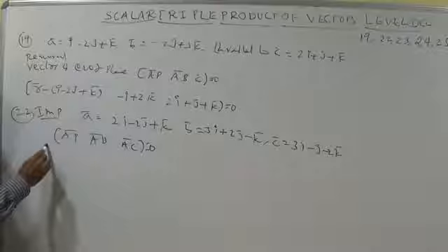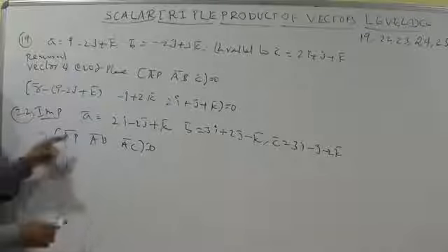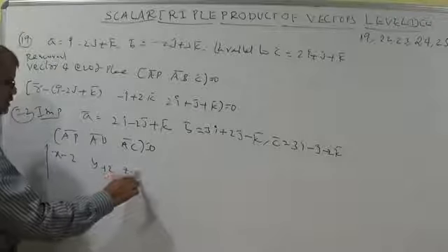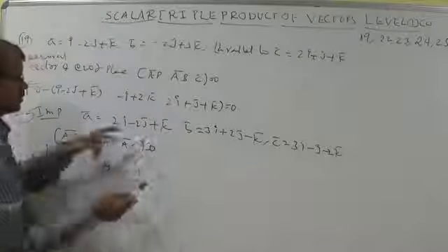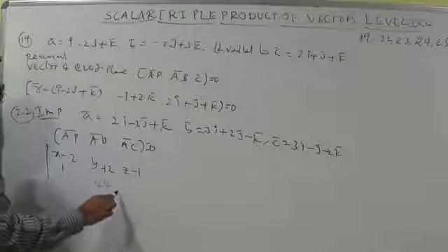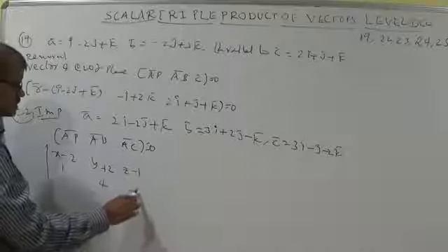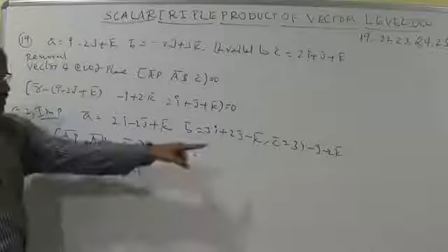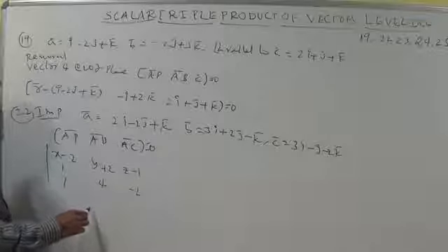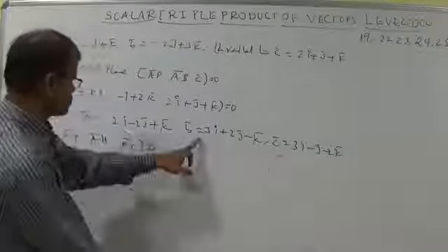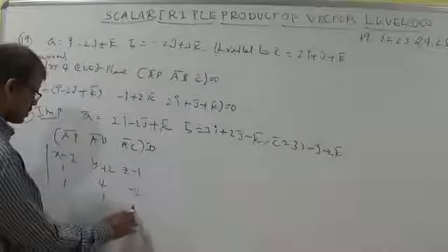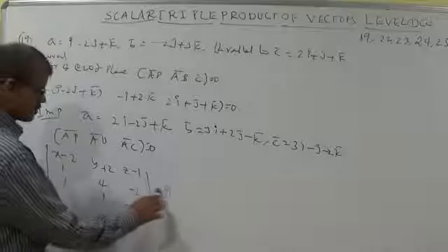So what is the value of box ABC here? You can write here x minus 2, y plus 2 and z minus 1. This one minus this one, b minus a, you should write here 1 and 2 plus 2 becomes 4 and minus 1, this is minus 2. And next c minus a, you write 3 minus 2 is 1 and minus 1 plus 2 is 1 and minus 2 minus 1 is minus 3, equal to 0.